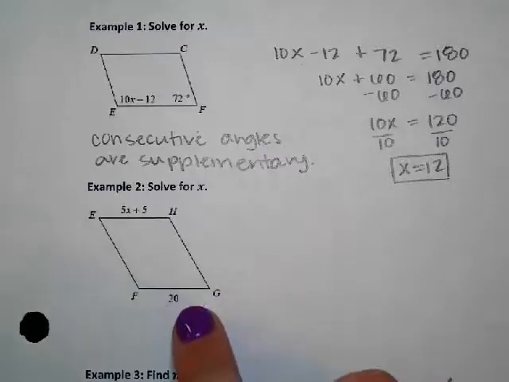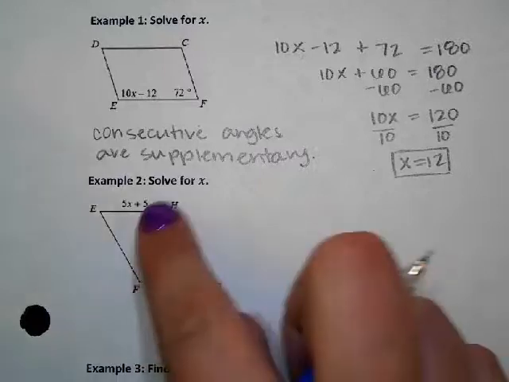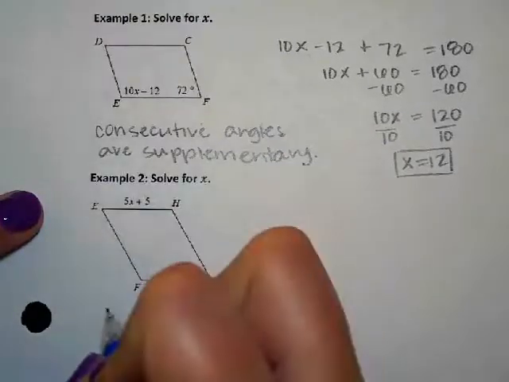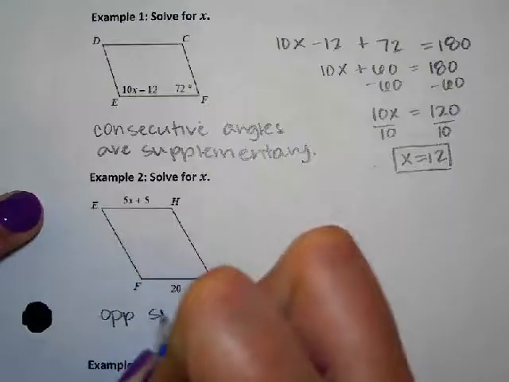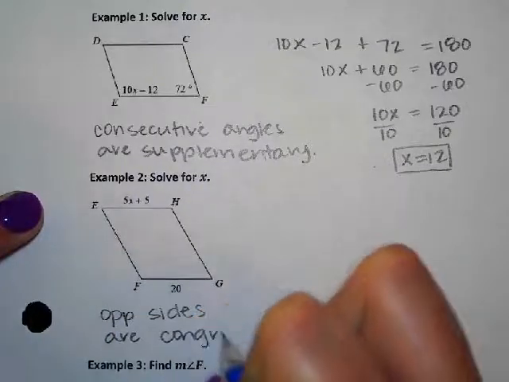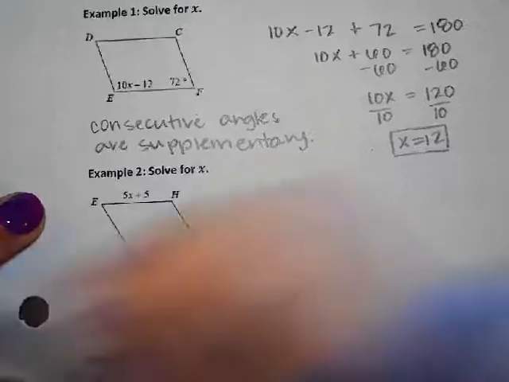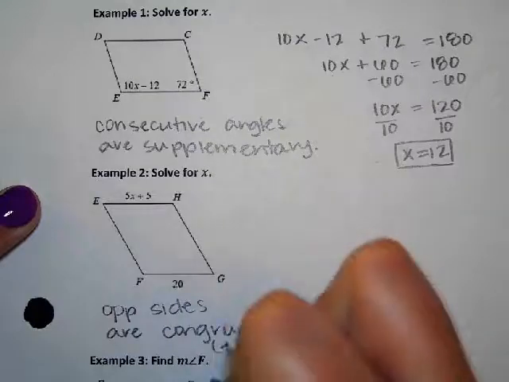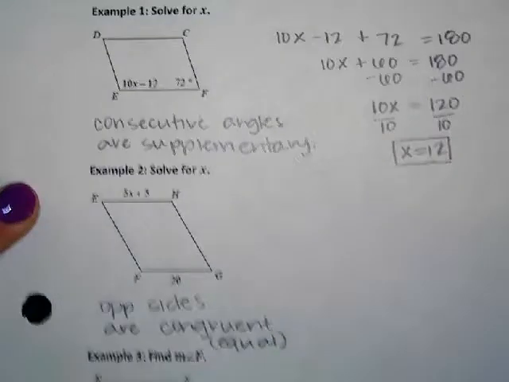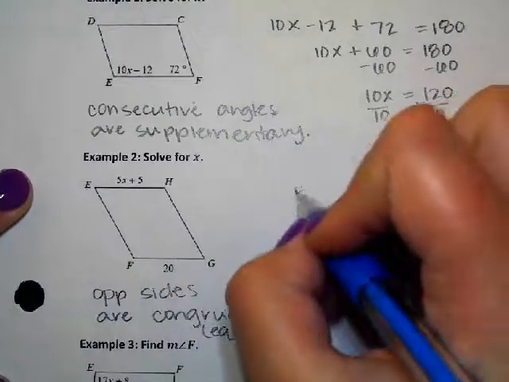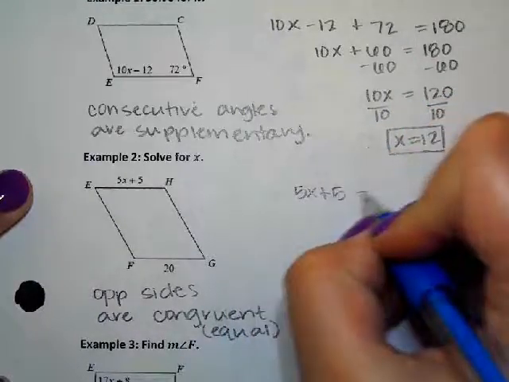The property that we use for the next one is that opposite sides, they're not only parallel, but they're also equal in length, or they're congruent to each other. So we're going to say that the property we're using here is that opposite sides are congruent, or you could write equal. It doesn't matter which word you write. So here we've got 5x plus 5 equals 20.